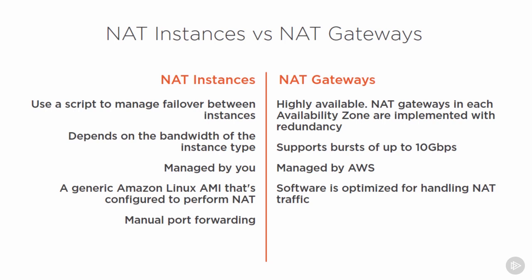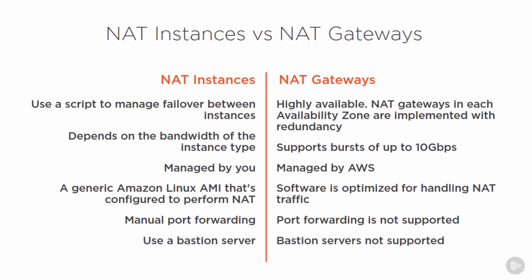With a NAT instance, port forwarding is supported. It's a manual process. You have to configure it. With a NAT gateway, port forwarding is not supported, as of this recording. You can use a Bastion server with a NAT instance, whatever server that you have in the DMZ, that is supported. With a NAT gateway, a Bastion server is not supported. You can use and view CloudWatch alarms with NAT instances, whereas with NAT gateways, traffic metrics are not supported at this time. So this is how they compare.